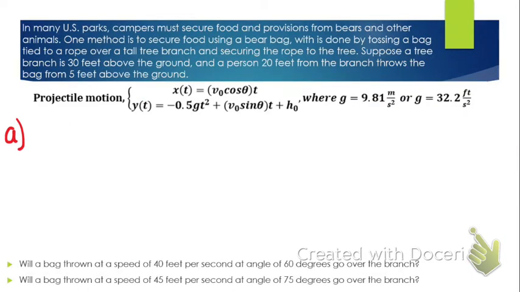So in many U.S. parks, campers must secure food and provision from bears and other animals. One method is to secure food using a bear bag, which is done by tossing a bag tied to a rope over a tall tree branch and securing the rope to the tree. Suppose a tree branch is 30 feet above the ground and a person, 20 feet from the branch, throws the bag from 5 feet above the ground.